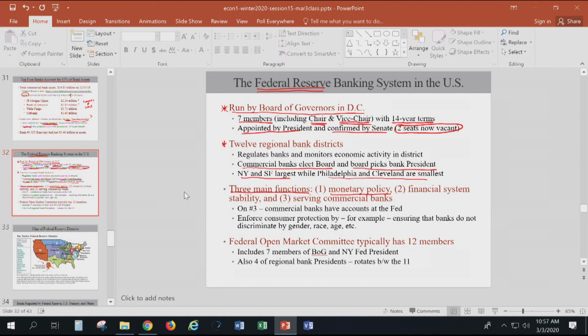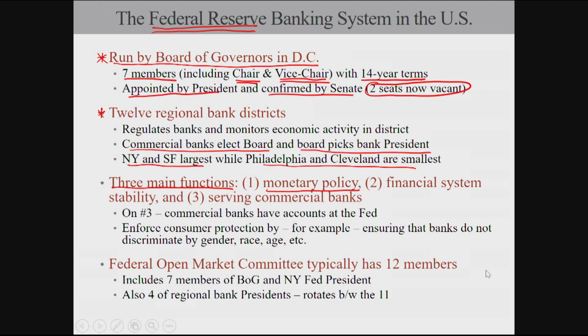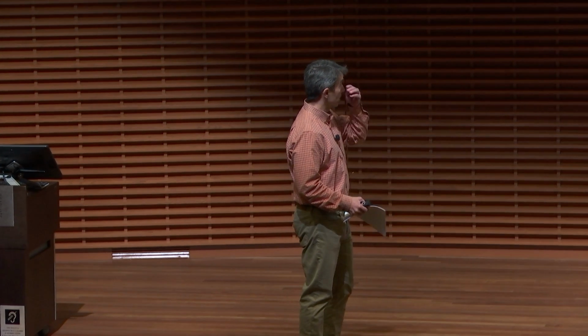Hopefully it will turn positive sometime soon. Okay, so monetary policy. So that's the setting of interest rates, and we're going to talk a lot about that later in class today and also next time. The stability of the financial system is another thing that the Fed is charged with ensuring, and then serving commercial banks in an area. So a lot of commercial banks have accounts at the Federal Reserve, and the Fed also enforces consumer protection by, for example, ensuring banks don't discriminate by gender or by race in their lending or by age and what have you.